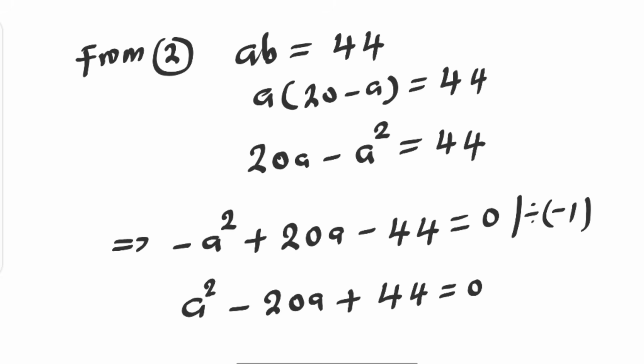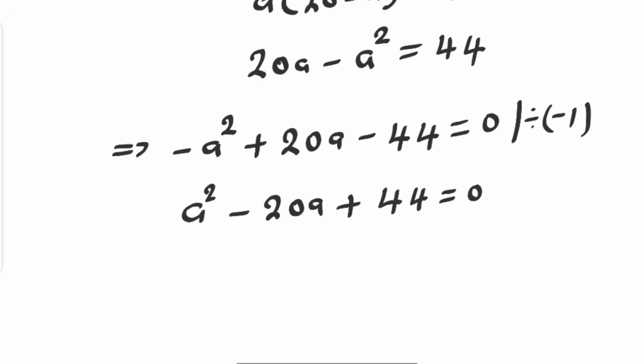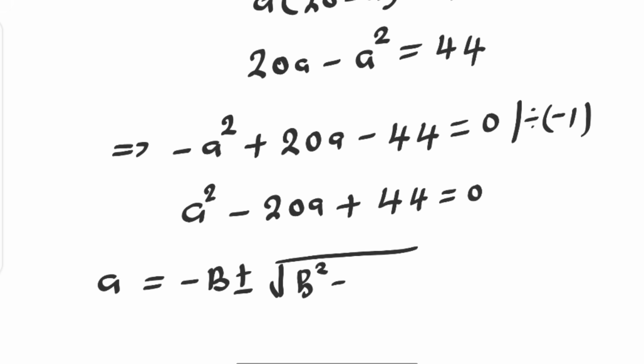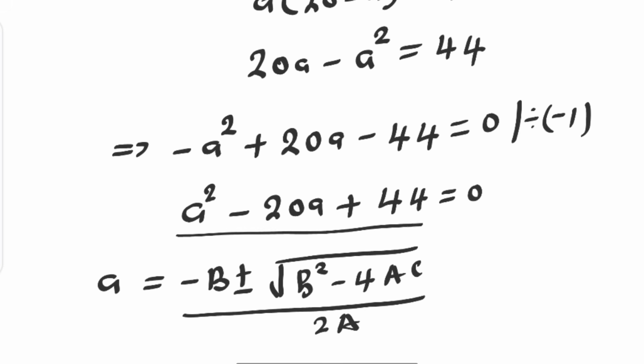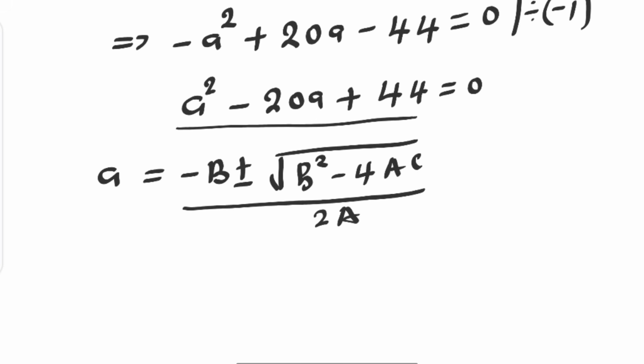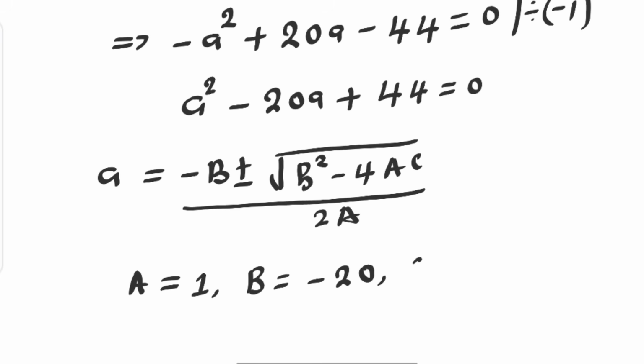This is a quadratic equation. Let us solve it using the quadratic formula. A is equal to minus B plus or minus square root of B square minus 4AC, divided by 2A. Then from this equation, A is equal to 1, B is equal to minus 20, C is equal to 44.